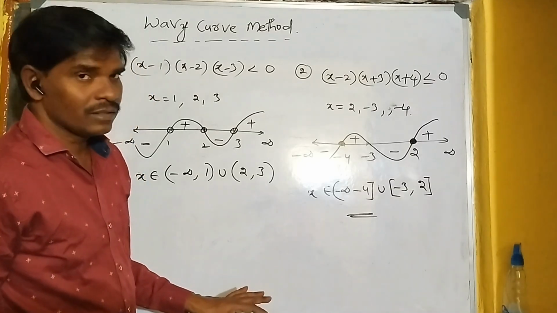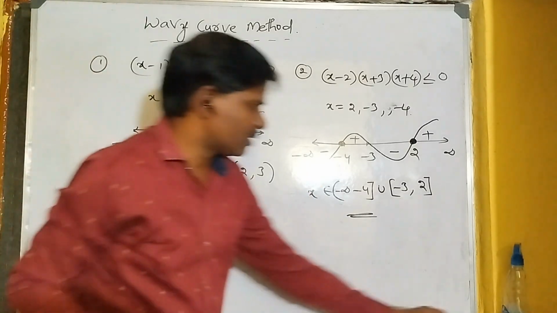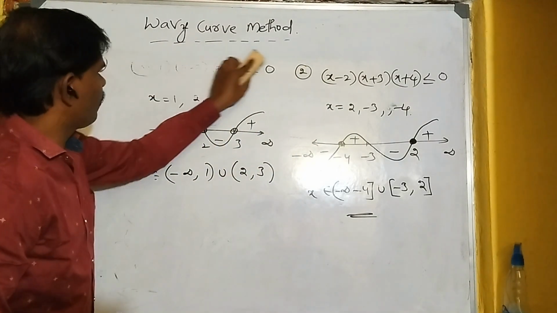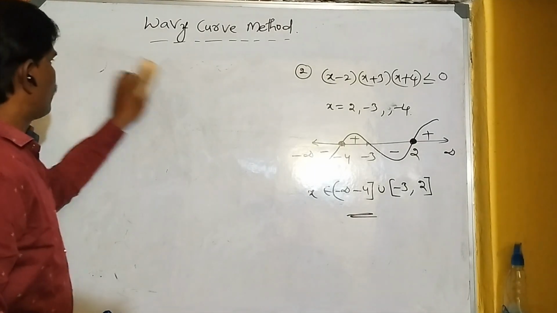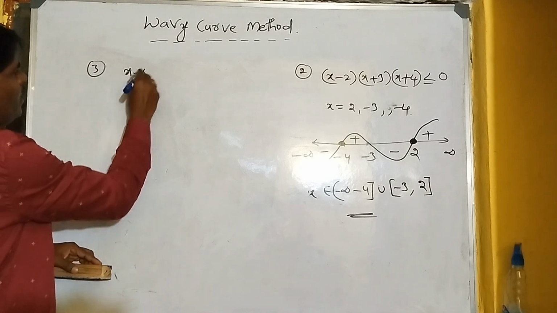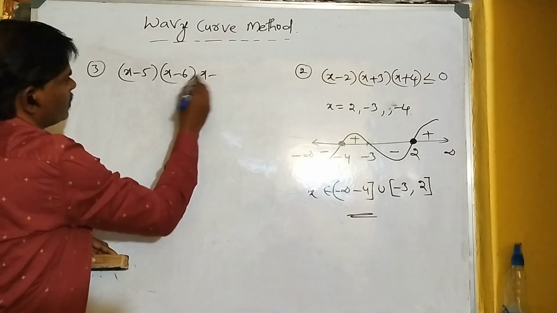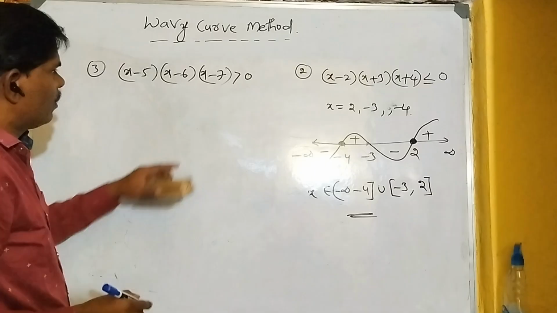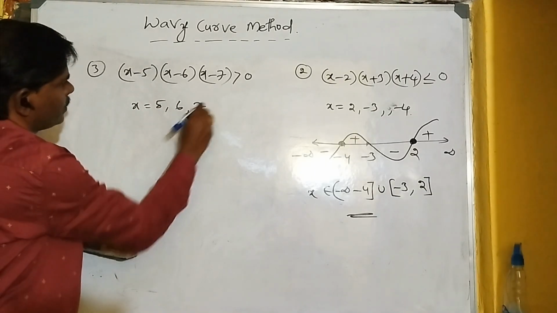Okay, understand this one, closed interval and open interval. Have you understood closed interval and open interval? Next one more problem, number 3. Problem number 3 is x minus 5 into x minus 6 into x minus 7 greater than 0. Greater than 0 means what are the x values here? x is equal to 5 and x is equal to 6 and x is equal to 7.